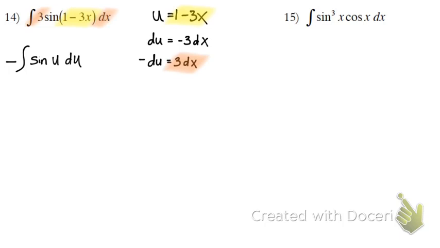I have my little cheat sheet out. The integral of sine is negative cosine. So this is a negative cosine of u plus c.